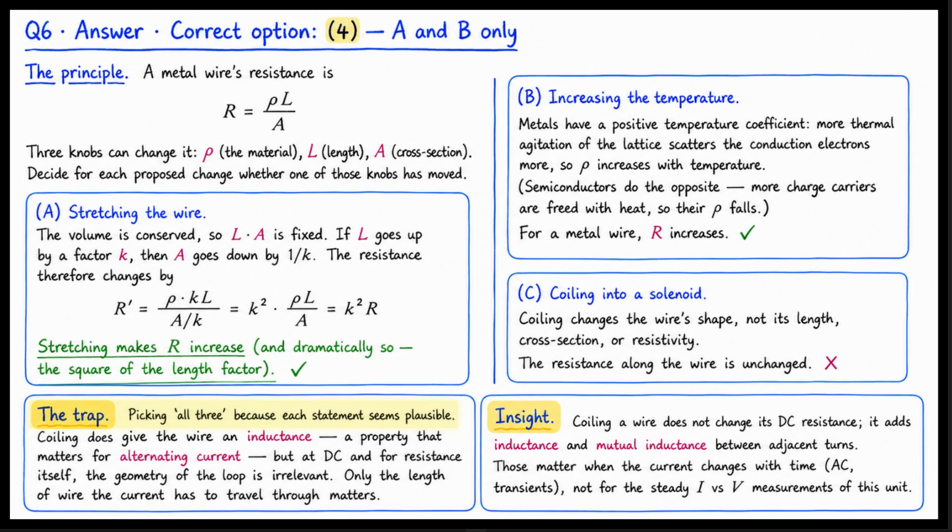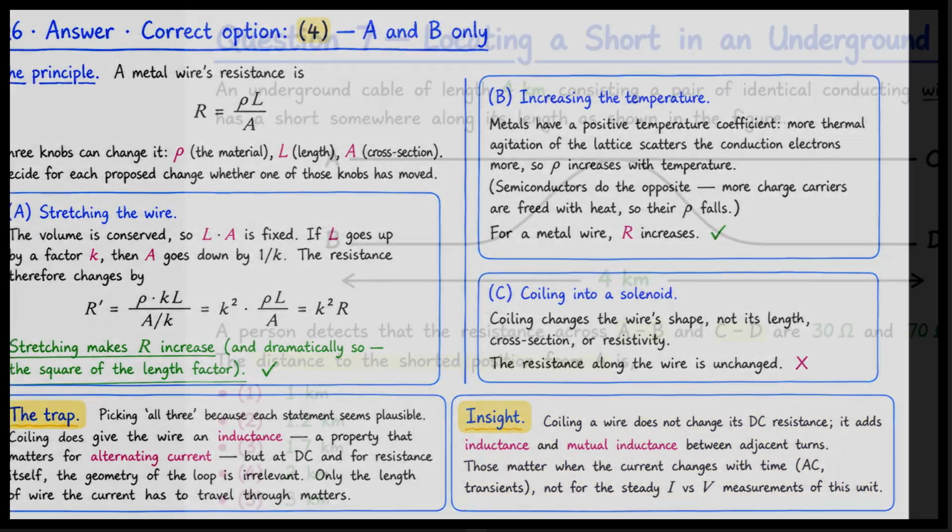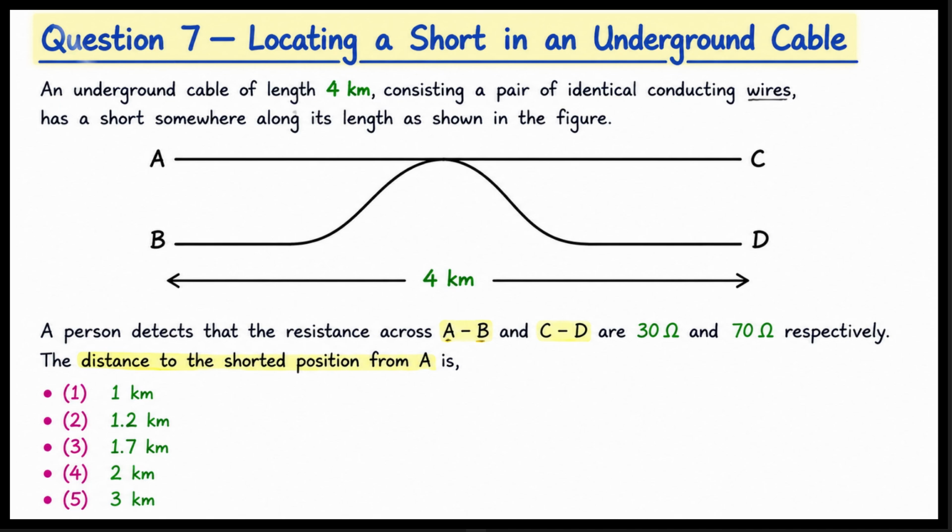The trap is to pick all three because each statement sounds physically meaningful. Coiling does add an inductance, and a stretched wire does thin as well as lengthen, but the cross-section thinning effect of stretching is the very reason R rises so dramatically. The point is that it has two effects, L rises and A falls, and they reinforce each other, both pointing to R increasing. The transferable insight: name which knob is moving before you commit to an answer. L moves in statement A, ρ moves in statement B, none of the three knobs moves in statement C. And that is why coiling does not change DC resistance.